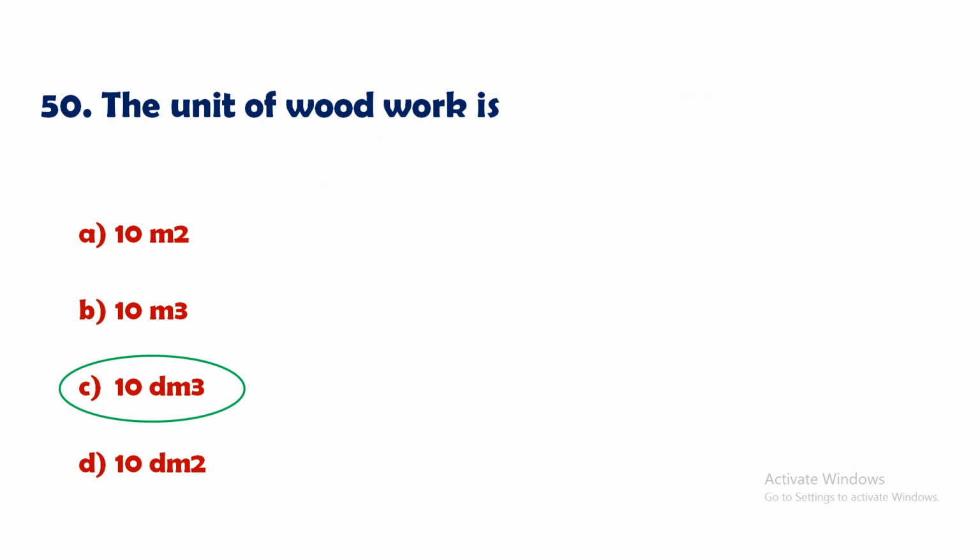The unit of woodwork is: 10 meter square, 10 meter cube, 10 dm cube, 10 dm square. The answer is, the unit of woodwork is 10 dm cube.